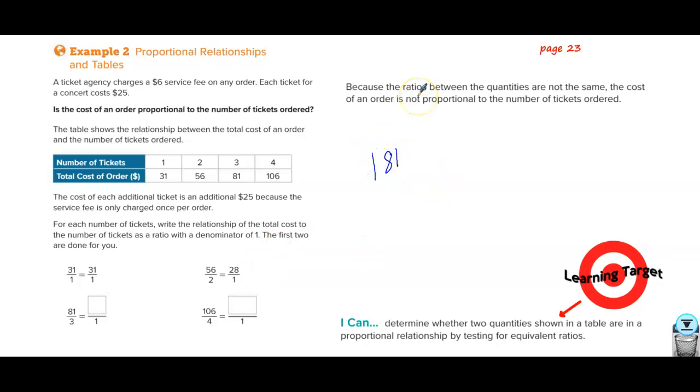Oh, you don't want to see me do long division. Give me a calculator. 81 divided by 3 is 27. And then 106 divided by 4 is 26.50. So this table is not proportional because these are not all equal to the same unit rate. The unit rate is different for each ticket sales.